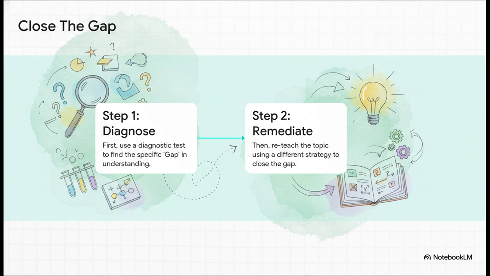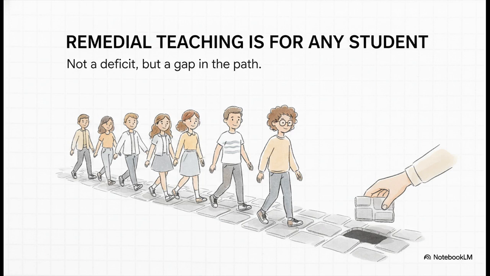And this is so important. This doesn't mean just repeating the same lesson, but louder. It means you reteach the concept using a completely different strategy, one that's tailored to that specific student. And I really want to land this point because it's a game changer. Remedial teaching is not a label for slow learners. It is simply targeted support. Any student, no matter how bright, might run into a specific difficulty with a particular topic. Remediation is just the process of identifying that hurdle and giving them the tools to get over it.